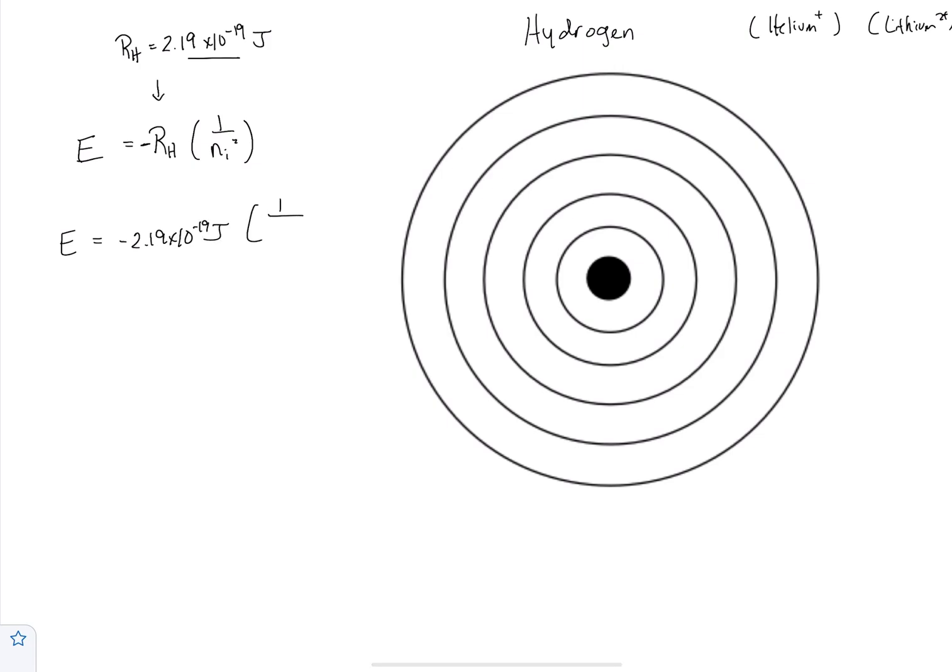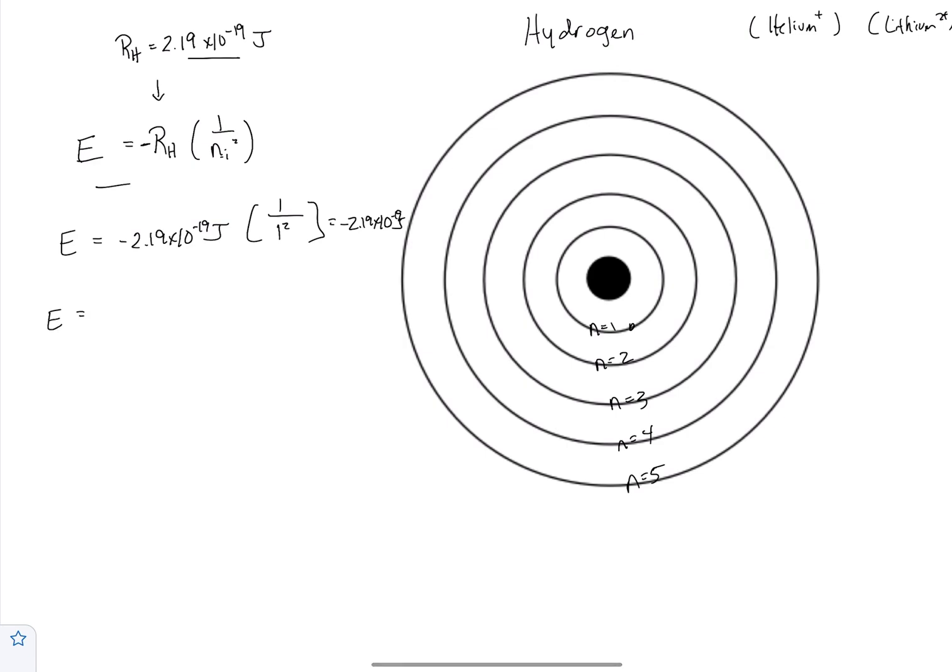And then 1 over n squared. Now this n thing is actually really easy. If the electron is on the first energy level, n is 1. If it's on the second energy level, n is 2. If it's on the third, it's 3. Are you following the trend here? So if I ask, what's the energy of the electron in the first energy level at its ground state? You would put 1 squared. So the energy of that electron is negative 2.19 times 10 to the minus 19th joules. Isn't that nice and easy? It's not actually a hard equation. It's beautifully simple.